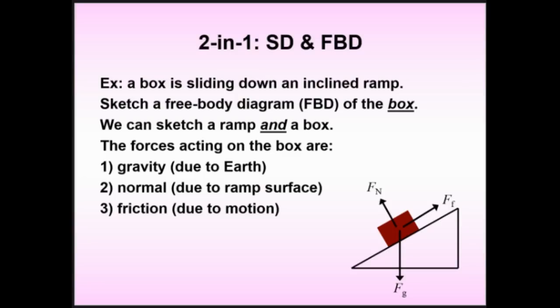Let's think about this. Normal is always what? Perpendicular to the surface. Friction is always what? Inside of the surface, parallel. Which means what? By default, it has to be always what? Perpendicular to it. Okay? There you go.